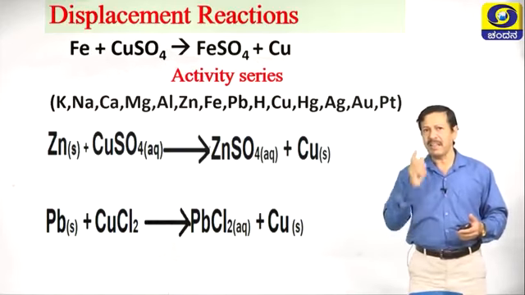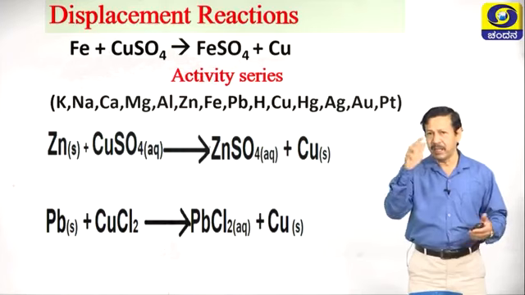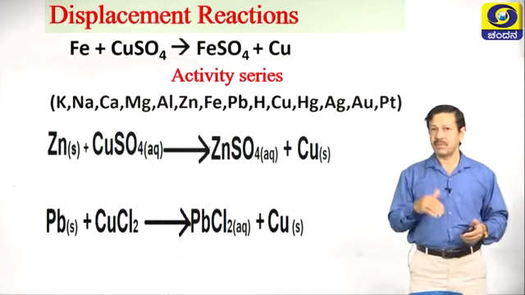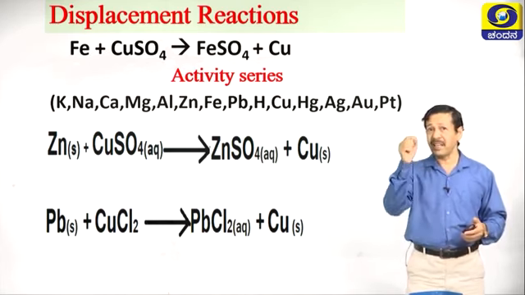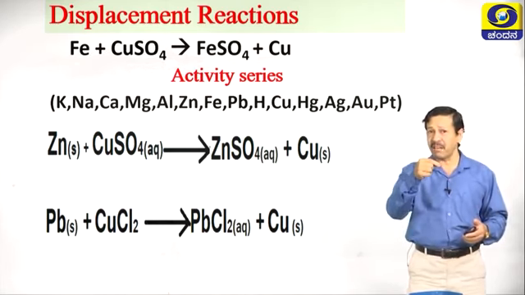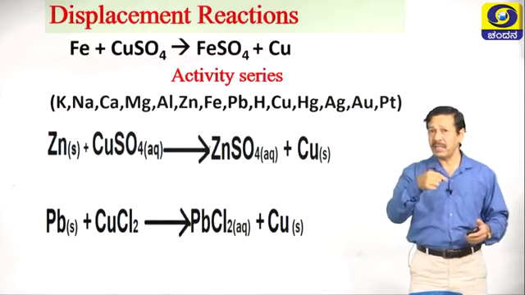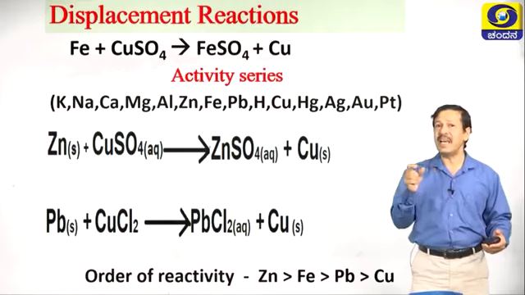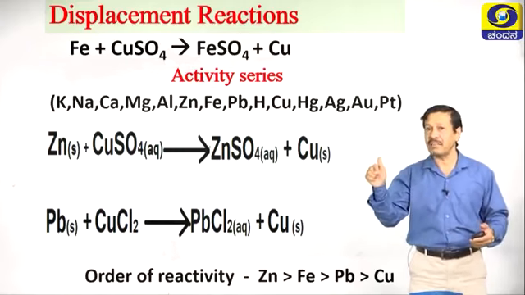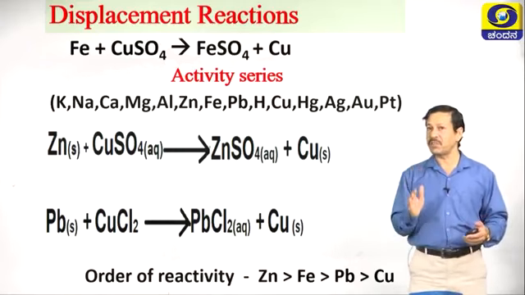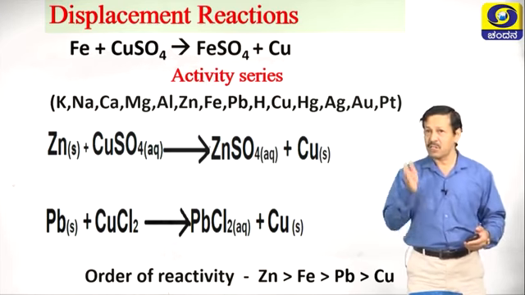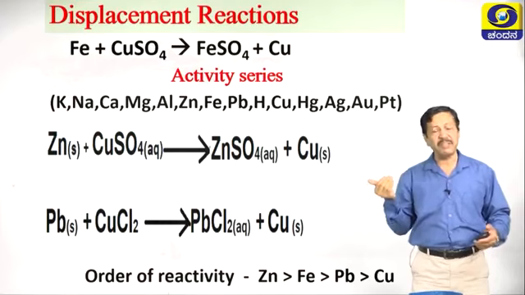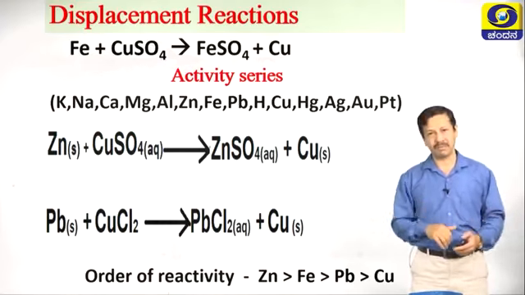Let us compare Fe, Zn, Pb and Cu, which is more reactive. Obviously you will tell zinc is up, then comes Fe, then comes Pb, then comes Cu. This is the arrangement of these elements according to their reactivity. These types of questions are possible in the examination. So carefully observe and use the reactivity series in the first chapter itself.